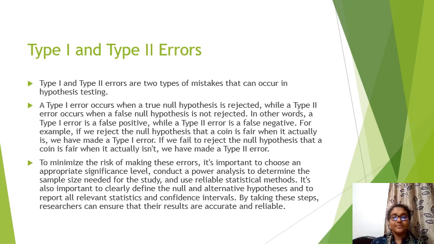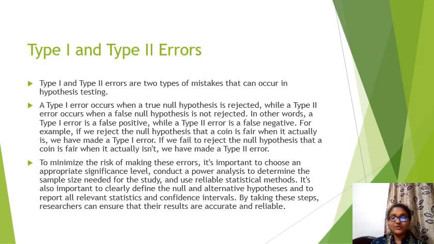For example, if we reject the null hypothesis that a coin is fair when it actually is, we have made a type 1 error. If we fail to reject the null hypothesis that a coin is fair when it actually is not, we have made a type 2 error.